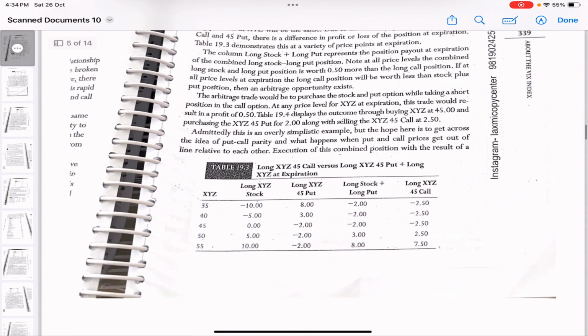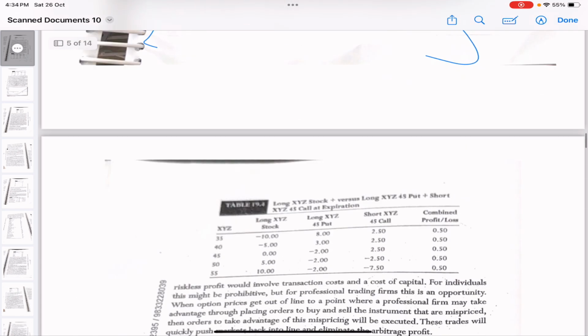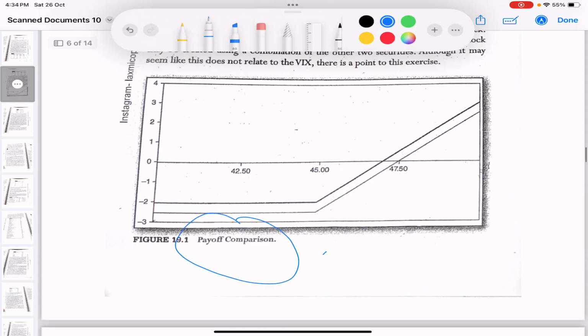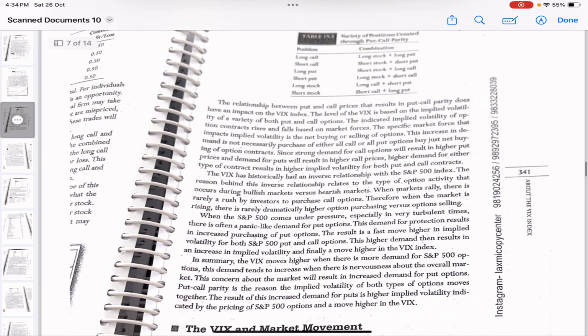Arbitrage, we know what arbitrage is. Arbitrage is taking the advantage of the difference between the two prices. I'm not going through it, but I hope you know these payoffs since we've discussed it in the previous chapter.